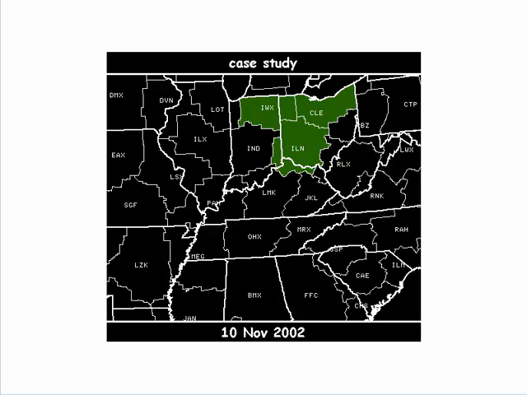Our next case is from 10 November 2002, and this was a pretty significant tornado event. There were more than 90 tornadoes with this particular event over a pretty big area. So in order to simplify things, we'll break this down into various sectors. I'll deal with the northern sector here first, which deals with Ohio and Indiana, and then a little bit later on, John will deal with the southern states down here.